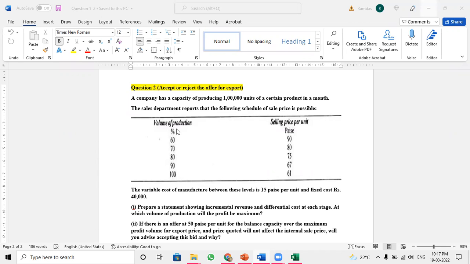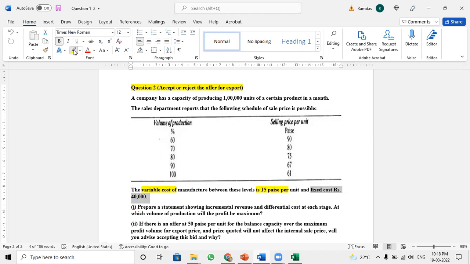The volume of production is given in percentages: 60%, 70%, 80%, 90%, and 100%. And the selling price is given in paise: 90 paise, 80 paise, 75 paise, 67 paise, and 61 paise at the different volumes of production. Along with this, they have given the variable cost of manufacturing between these levels as 15 paise per unit.